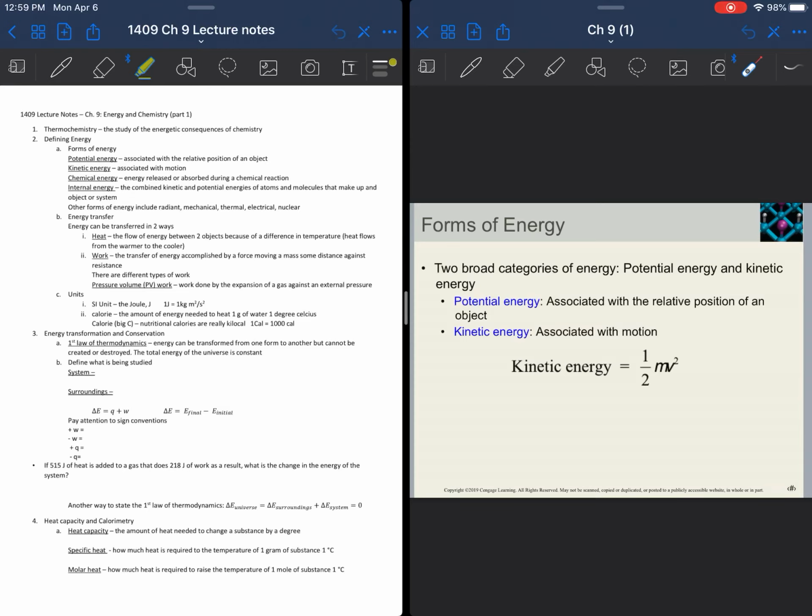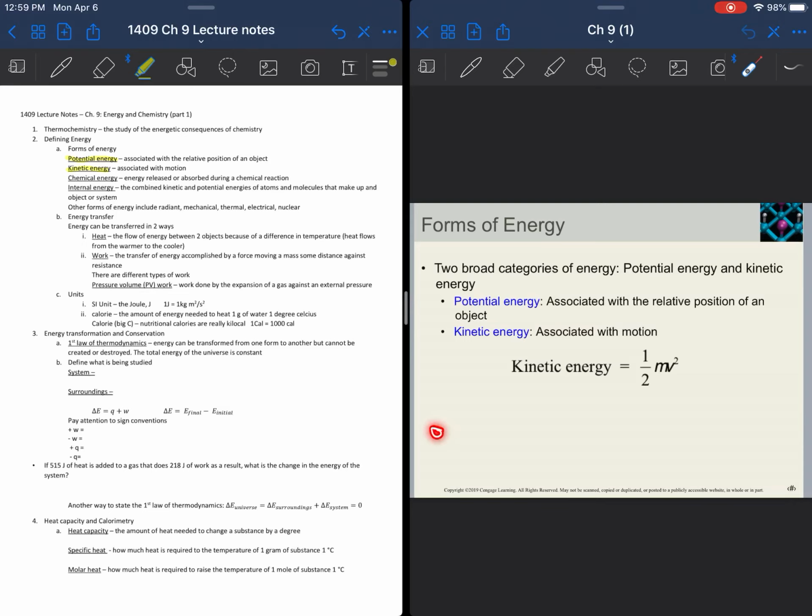We are going to jump into section 1, however, and talk about defining energy. There's two broad categories that energy is categorized in, and that's potential versus kinetic. Potential energy is associated with the position of an object, whereas kinetic energy is associated with motion. This is usually the definitions that you get early on in middle school and high school science classes.